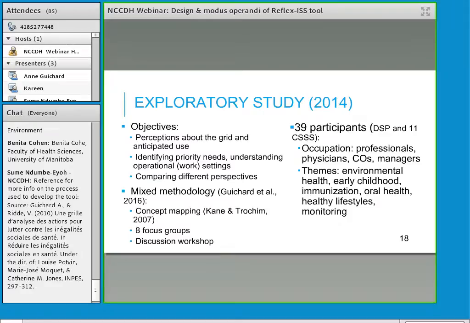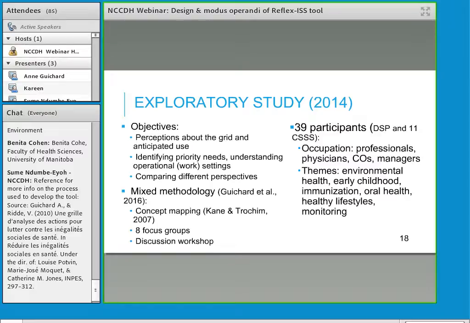Since professionals and managers were key stakeholders, it was important to involve them in the tailoring process. Consequently, we conducted in 2014 an exploratory mixed method study, including concept mapping, focus groups, and a discussion workshop, involving 39 local and regional public health stakeholders.